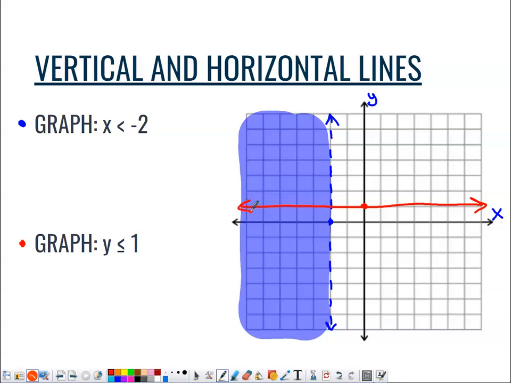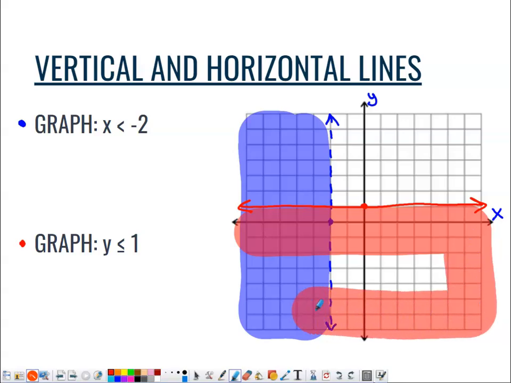And then we're going to go ahead. Less than means that we're going below that line. So we're going to use our highlighter to shade below that line to have this graph right here. Like that.